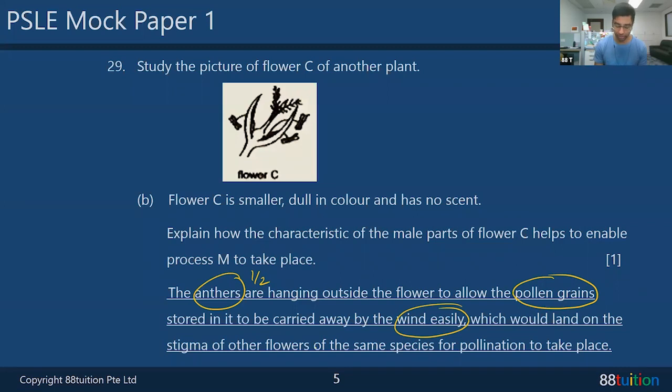Okay, which will land, you see, if I can cancel all this, I can just say which will help to reproduce. You see, that's exactly, but how does it reproduce? Which will land on the stigma of other flowers. So actually this is too short. So you just carry on by giving us a longer version of reproduce by landing on the stigma for pollination to take place.